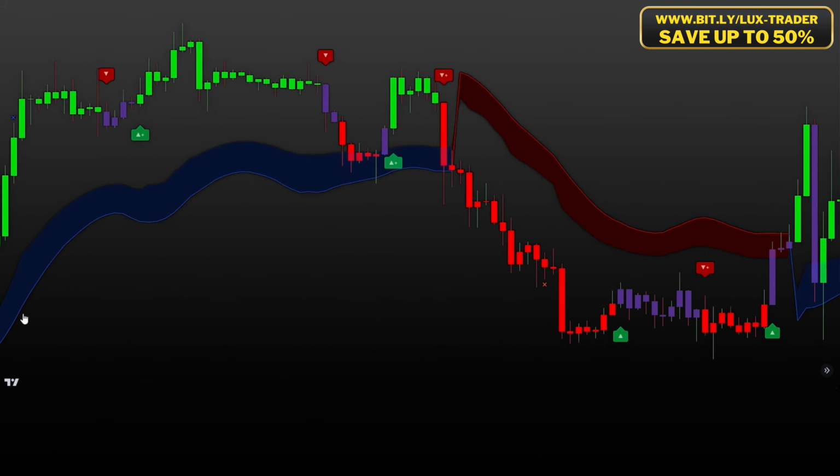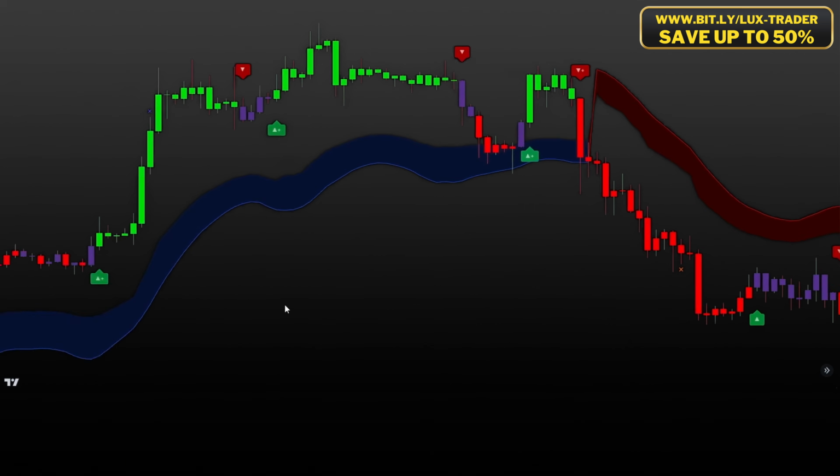We can see here the smart trail overlay, which is showing the trend direction, either upwards colored in blue or downwards colored in red. And we can also see these small blue and red X signals. And here in the right bottom corner, we can see a small dashboard.